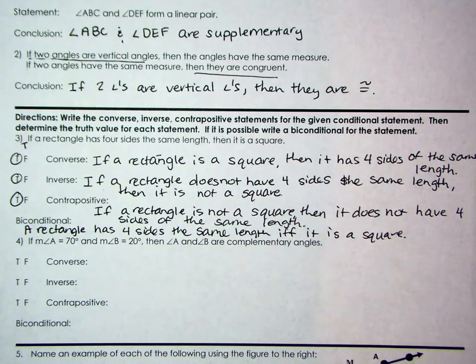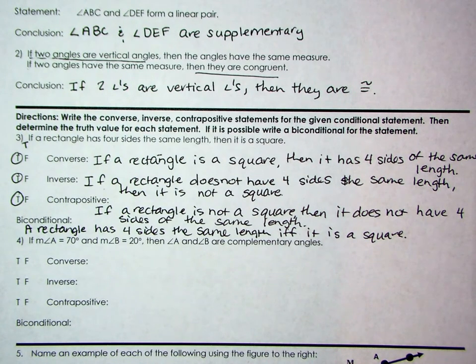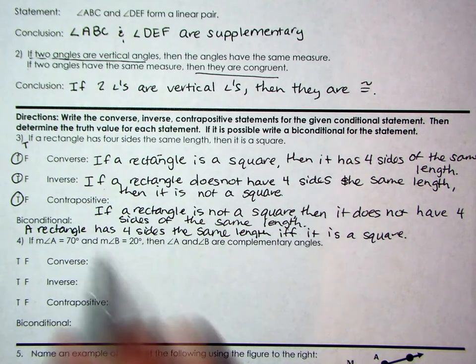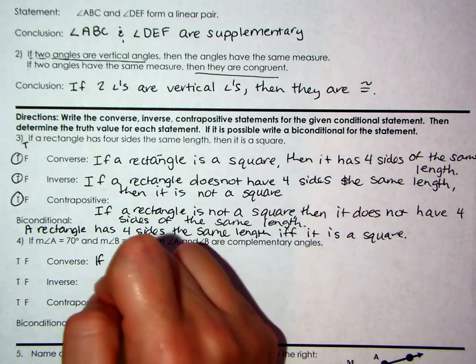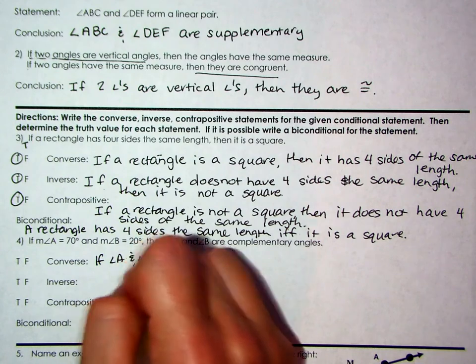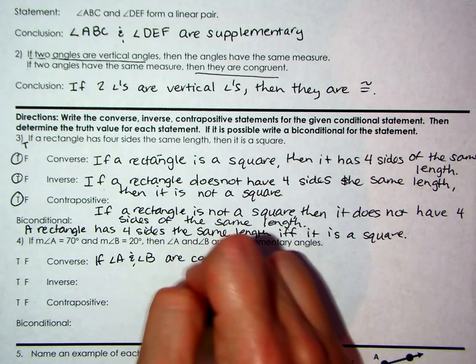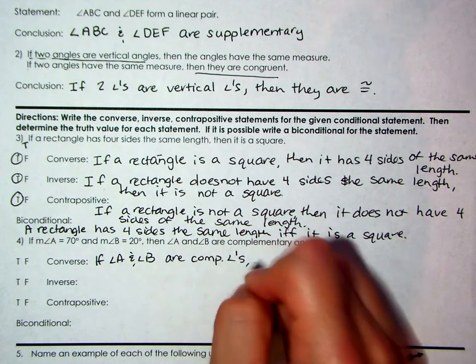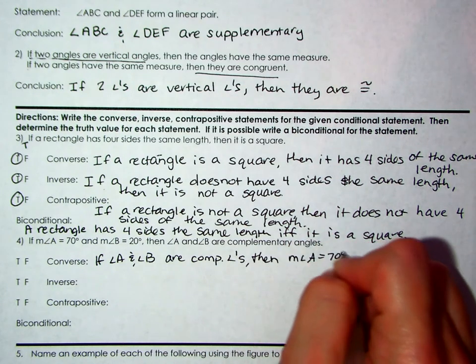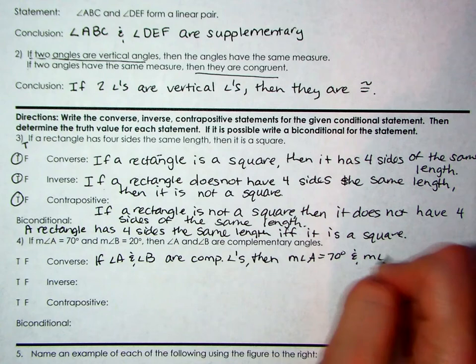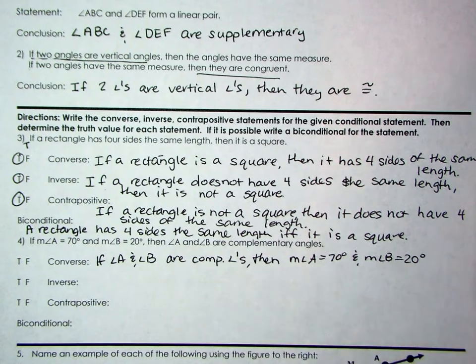Number 4, if measure of angle A is 70 degrees and measure of angle B is 20 degrees, then A and B are complementary angles. So the converse would mean we would switch the hypothesis and conclusion. So if angle A and angle B are complementary angles, then the measure of angle A equals 70 degrees and the measure of angle B equals 20 degrees.